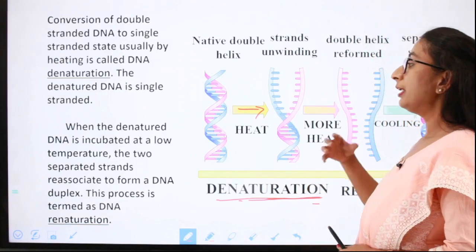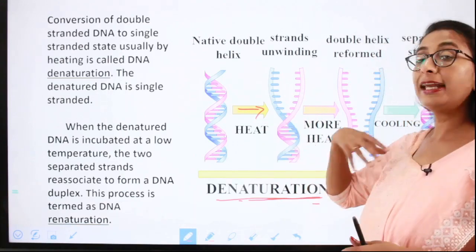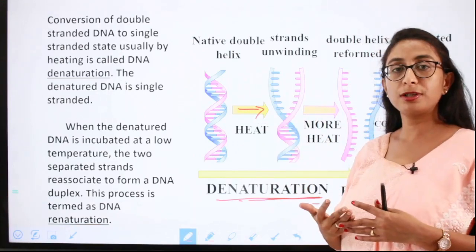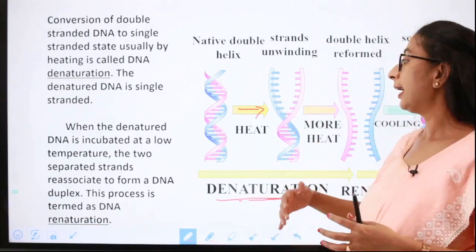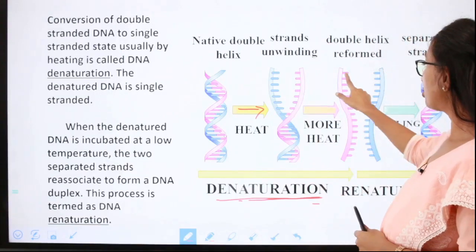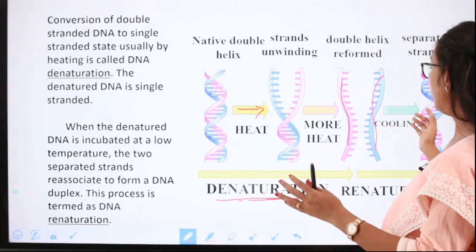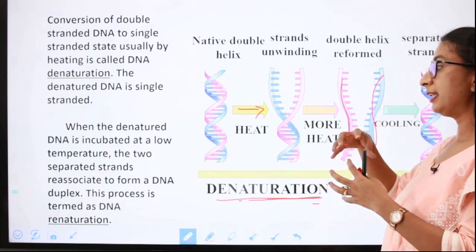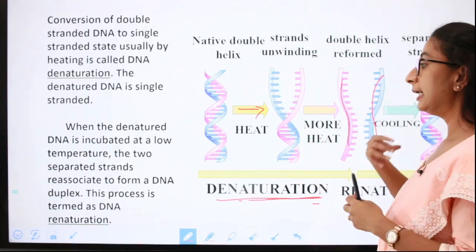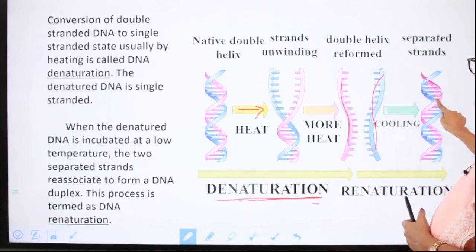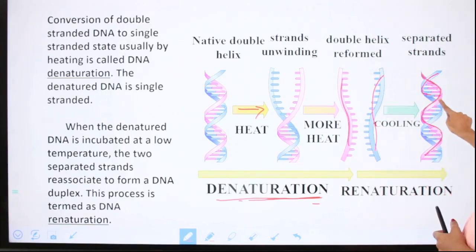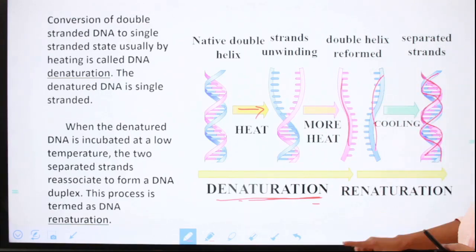And then when the denatured DNA is incubated at a low temperature, that is, you reduce the temperature and incubate it, then the two strands which have separated will recoil. They will reassociate to form the DNA again, to form the double helical structure again. This process is called renaturation.